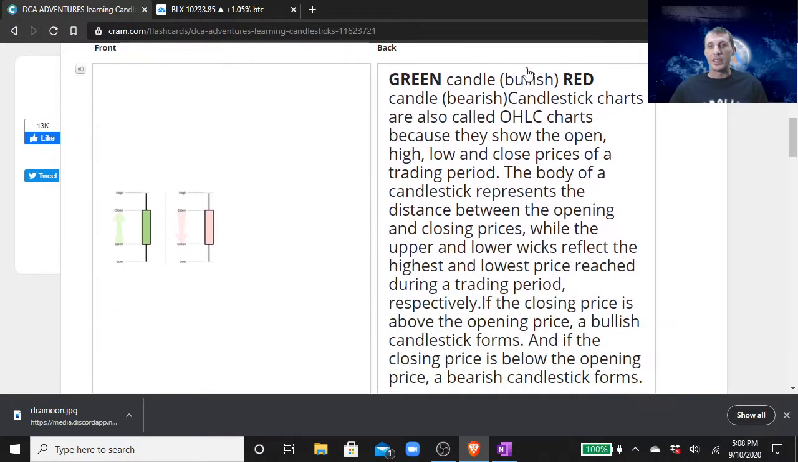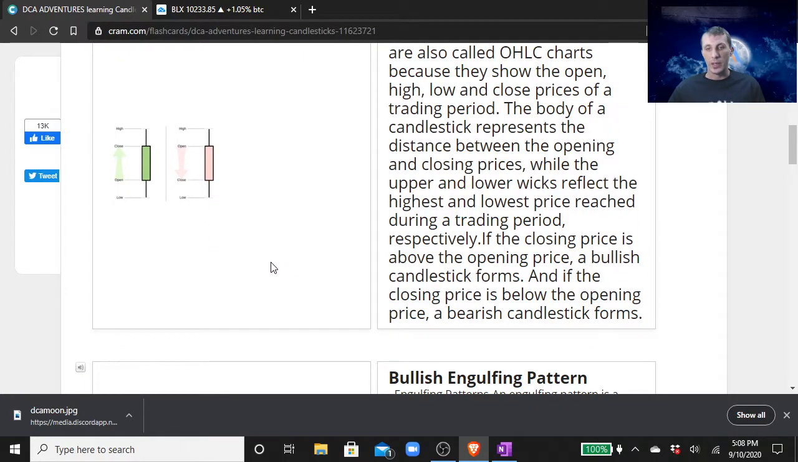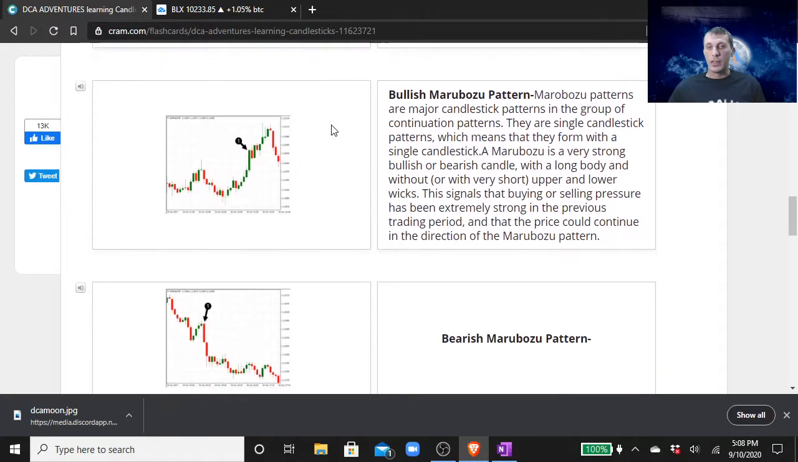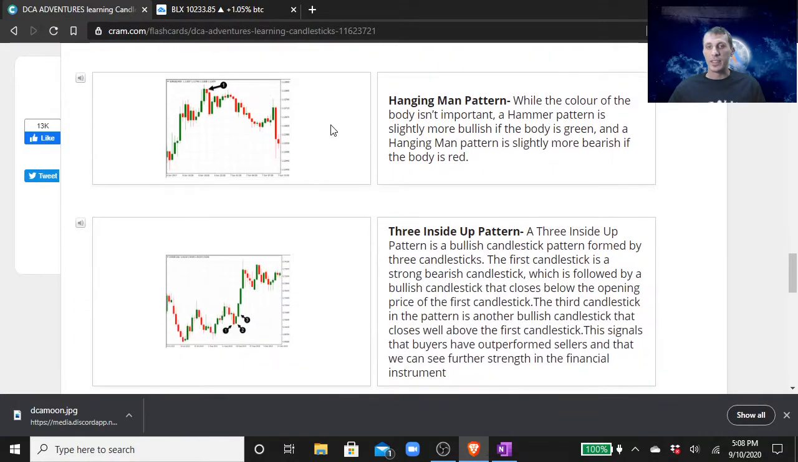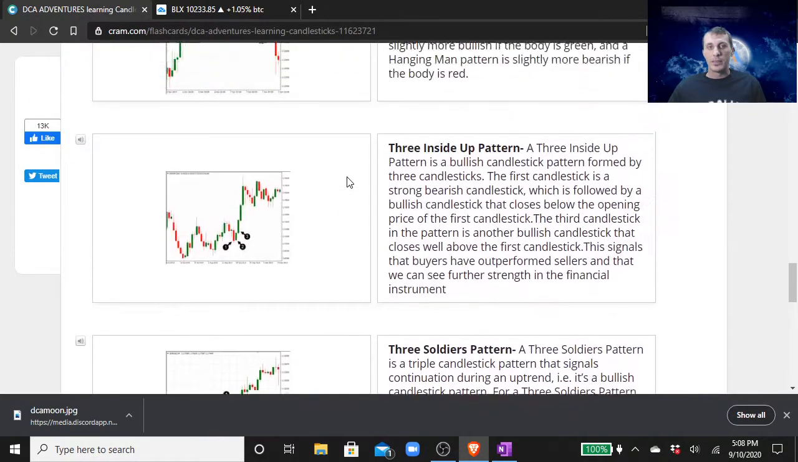But you can see here it goes over the first general description of a bearish and bullish candle, the open, high, close, the wicks, what all that means. And then you can see here we got all kinds of different chart patterns and the definitions, and you can go through and read all of these.